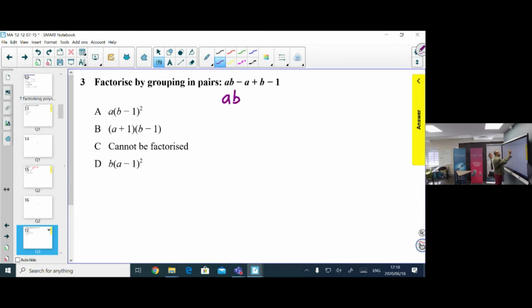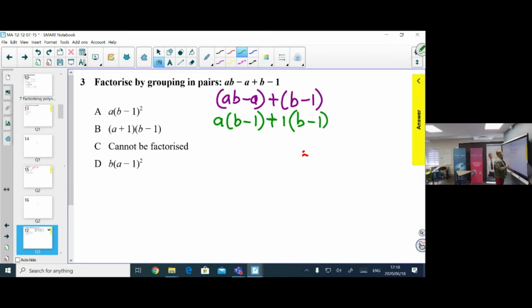The pairs are AB plus A, plus B minus 1. So we now factorize these pairs. The first pair, the common factor on the two terms is A. So we remain with B minus 1 plus. On the second pair, the common factor is 1 because there is no letter on the minus 1, so we remain with that.